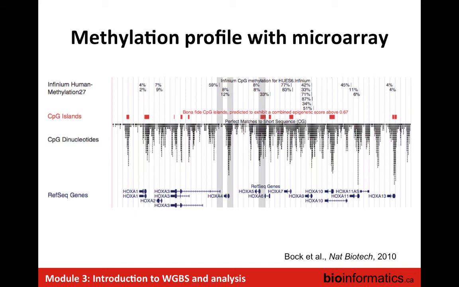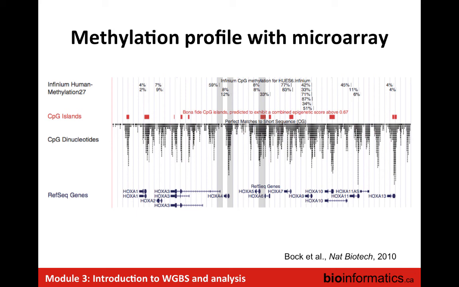On top, you see where the probes from the 27K array were designed, and you see that they're really quite sparse. So even though it gives you very accurate and pretty robust results, because microarray technologies are very mature, it still gives you very sparse data throughout the genome. Now that it's 800,000 probes, the density is much, much higher, but it still is definitely not a base pair resolution profile of what the methylation looks like.